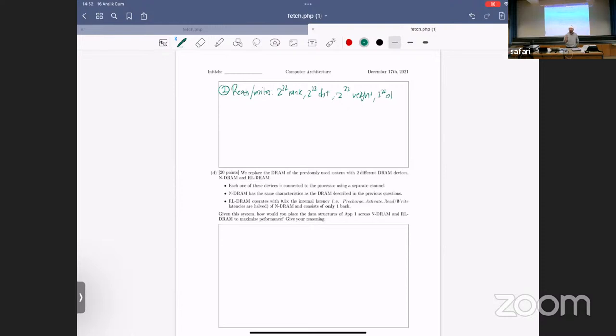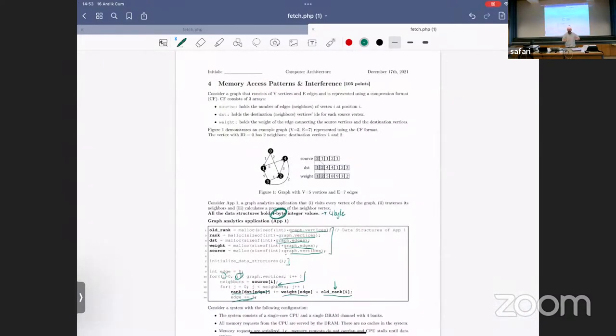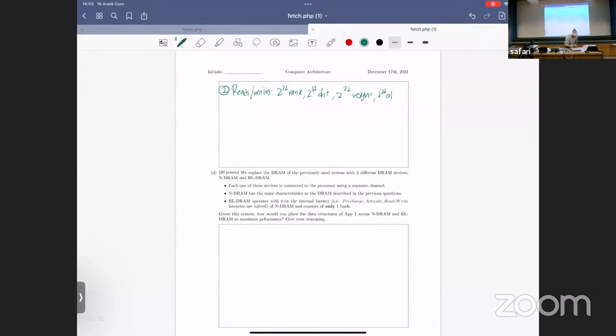So here, for the old rank, if you use the number 2 to the power of 19 instead of 2 to the power of 22, it doesn't matter. I would give the full points, because someone can say what Liana said, that there is a register. There is no register, so it's the same thing for me. Even though we access it using the same value for the internal loop, if someone says we'll use it 2 to the power of 19 times, I would give the points. So 2 to the power of 22 times for the old rank, and 2 to the power of 19 times for the source. So what happens during a row buffer conflict, right?